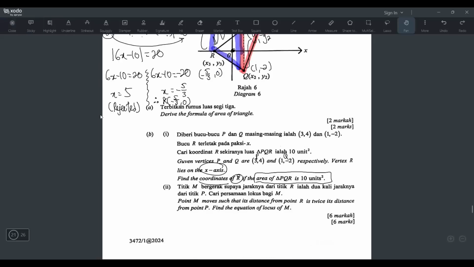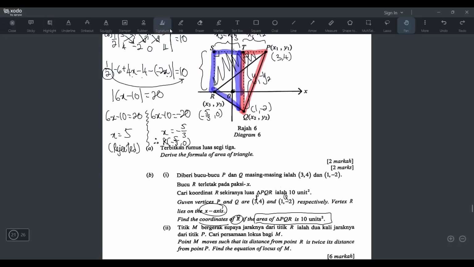Okay, now we can do our next question, B2. So B2, should I do it here? Okay, let's do it here. Okay, point number 2, what it says, point M moves. Okay, the moment I see this word move, I know it's a locus question. Yeah, because moving point. So locus question.